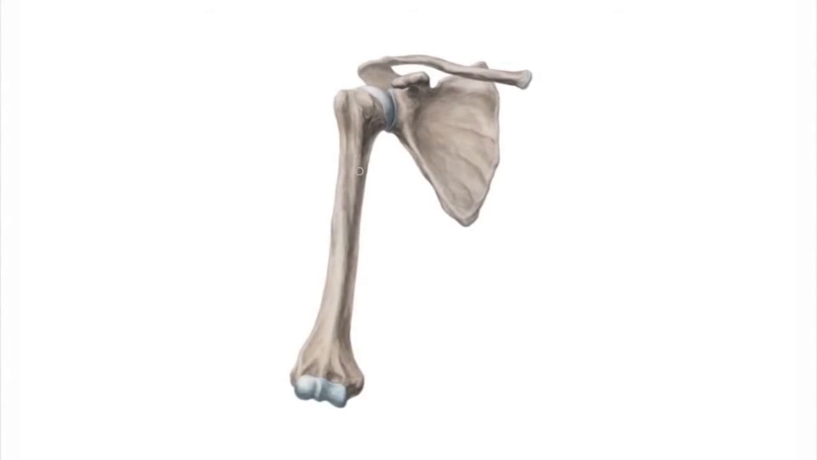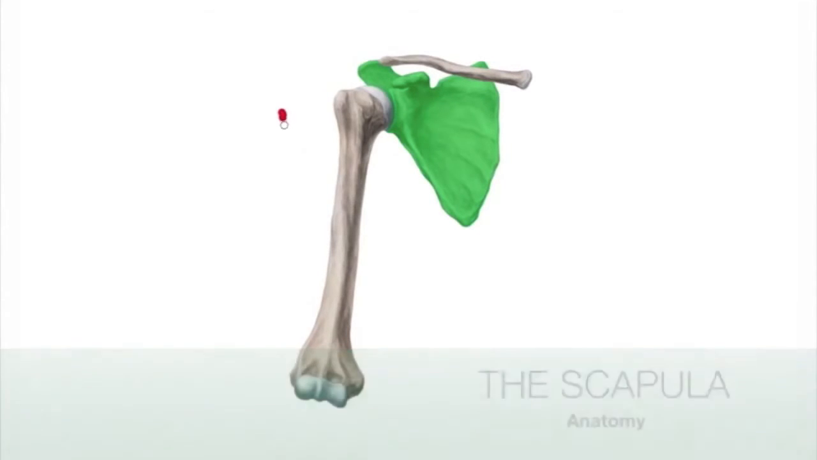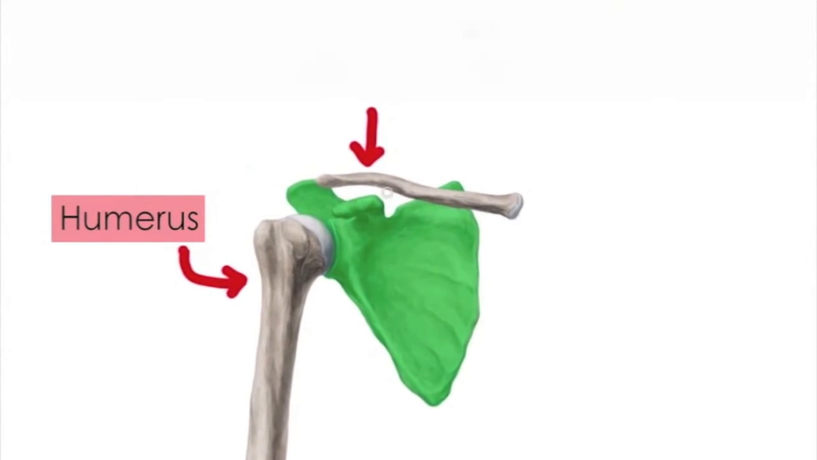Now that we just completed the humerus, it is time to move on to this flat triangular shaped bone known as the scapula, seen here in green. It is also known as the shoulder blade because it is one of the major bony components of your shoulder. Now, in this image you can also see two other bones that articulate with the scapula. The first one, located laterally, is known as the humerus, and also superiorly you can find the clavicle.